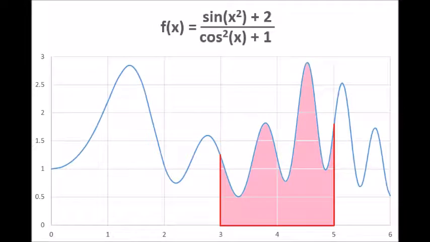Remember that the definite integral of a function is simply the amount of area beneath the curve between two endpoints, in this case 3 and 5. That is seen here in red. It turns out that many functions cannot be integrated exactly. In such cases, we may have to resort to approximate methods to find that area.